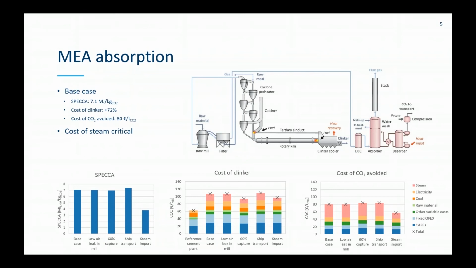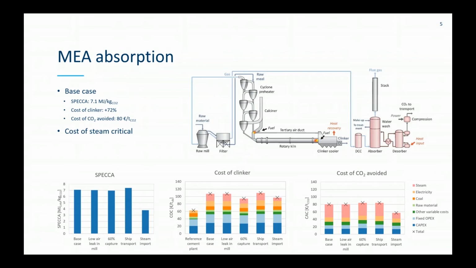And out of the different cases we investigated, I would just like to point out the steam import case, as it has quite different results than the others. In this case, steam was bought from an external power plant instead of producing it from a natural gas boiler on site. And the steam was bought at a lower cost and with lower associated CO2 emissions compared with the base case. And that resulted in a significantly lower SPECA, also a bit lower cost of clinker, and especially cost of CO2 avoided.